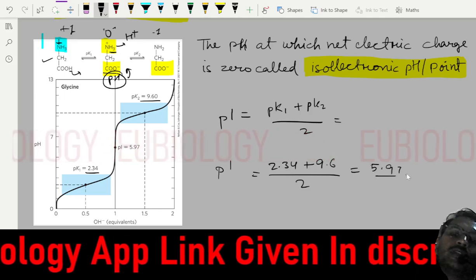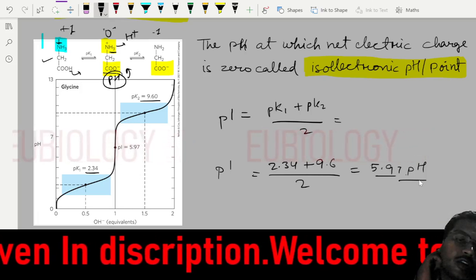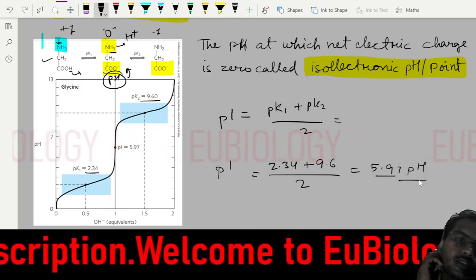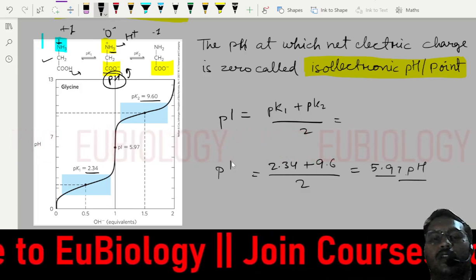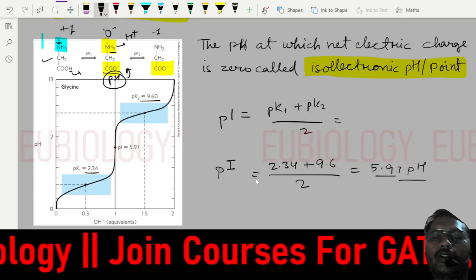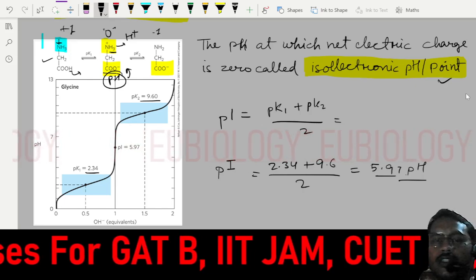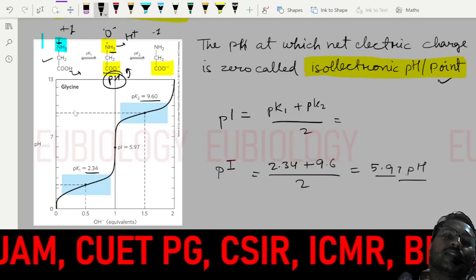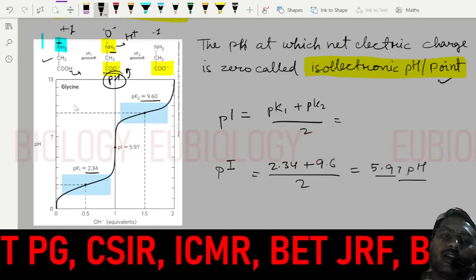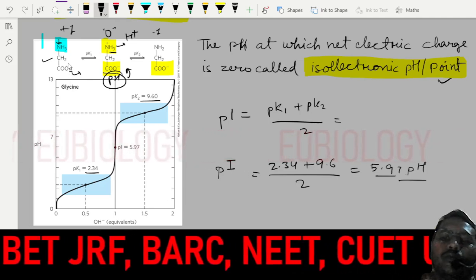Got it? So this is the pH at which the net charge will be 0. So isoelectric point or isoelectric pH, both are the same, as we already saw in this definition. So hopefully you understood. In the case of glycine, the functional group is a hydrogen, so we don't worry about it, there is no big issue.